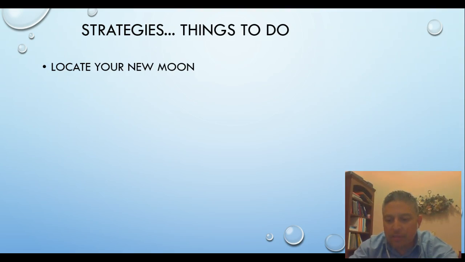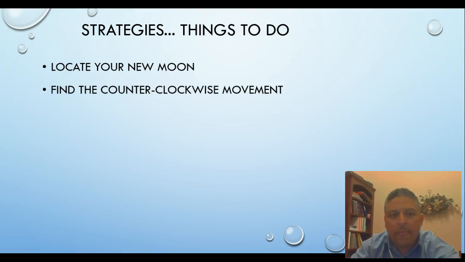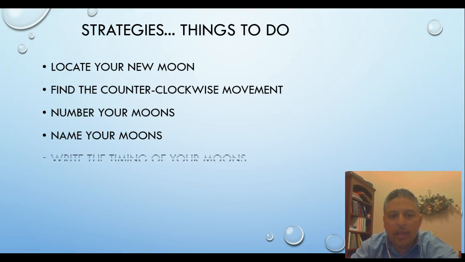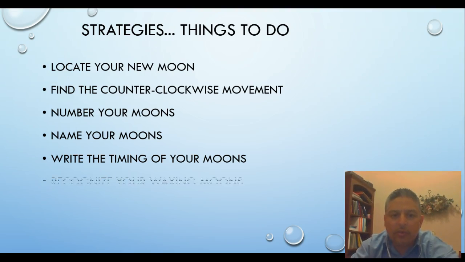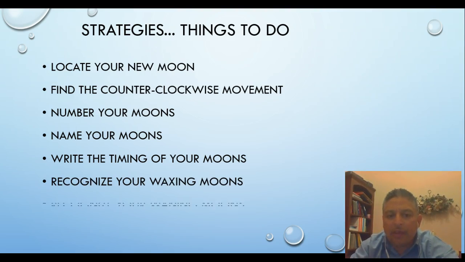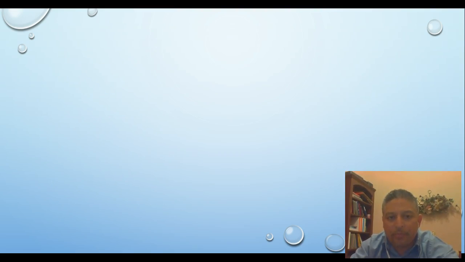Strategies, we have seen these strategies. You got a whole video just made on strategies on how to recognize your moons. If you still have problems with this one, go back and look at the previous video that was created on this. This is part 2. Find the counterclockwise movement, number your moons, name your moons, write the timing, the number of days between moons, and then recognize your waxing and waning moons.